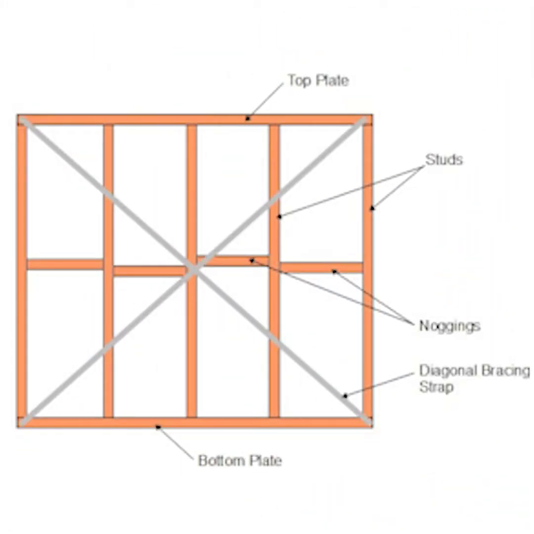Noggin. A noggin is a strut used to give rigidity to framework. They are fixed between joists or studs to increase the strength and stiffness of the framework. You can see the noggins here. They are horizontal pieces of timber between the studs.